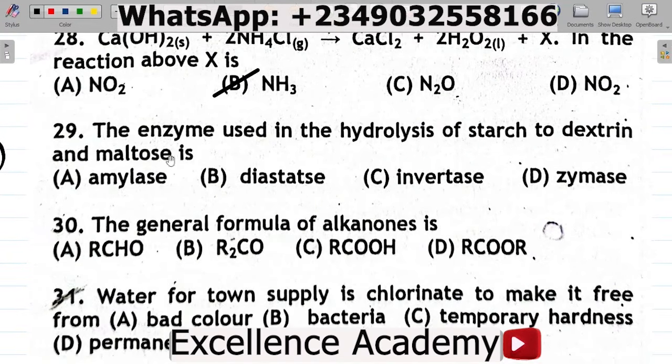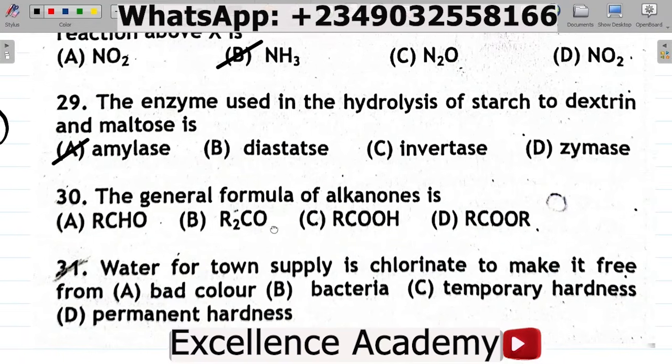Next up, question number 29. The enzyme used in the hydrolysis of starch to dextrin and maltose is A. Amylase, B. Diastase, C. Invertase, D. Zymase. The correct answer to this question is amylase. So please take note that amylase is the enzyme that is used in the hydrolysis of starch to dextrin and maltose. Take note of this.